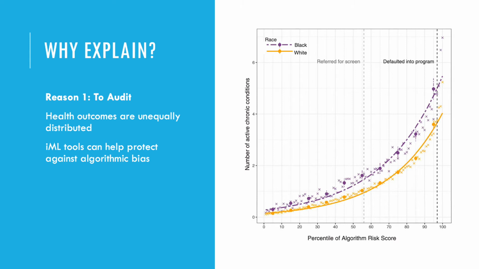So it's known that health outcomes are unequally distributed. This image on the right is from a big influential paper in Science that appeared a few years back, where a team showed that a very widely used healthcare screening algorithm was sending white patients to the doctor at much higher rates, for a fixed number of active chronic conditions, than black patients. And this is resulting in very unequal health outcomes for these two subgroups.